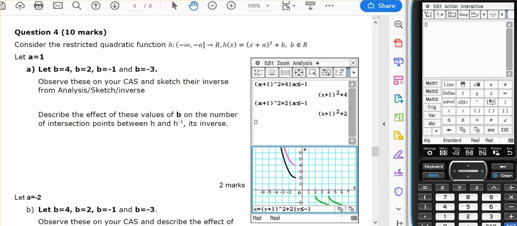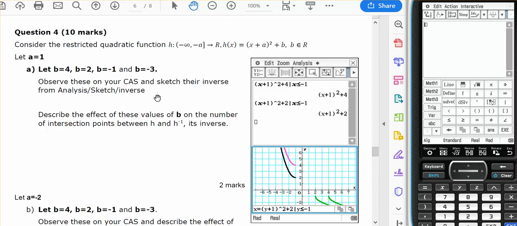Okay, this is question 4 in the 2020 Functions Tech Allowed SAC. We're looking at what happens to these quadratics that have been restricted, and we're looking at the number of intersections between themselves and their inverse. And I'm going to use my CAS to observe, sketch the inverse from analysis, sketch inverse.